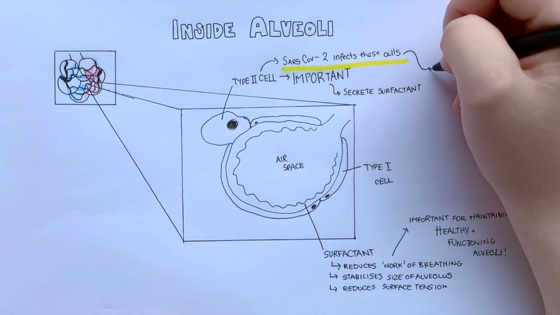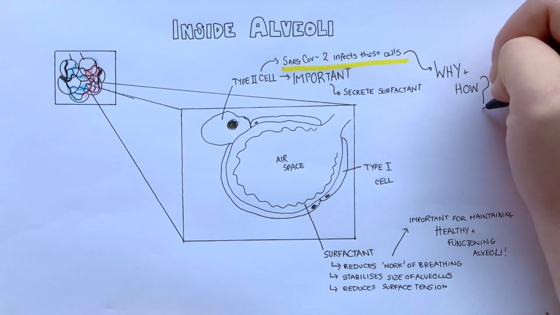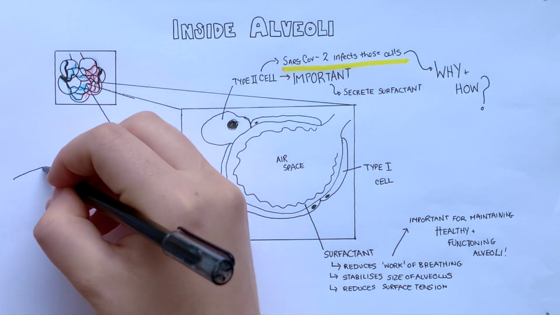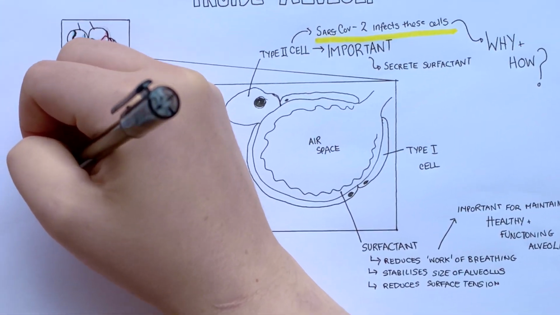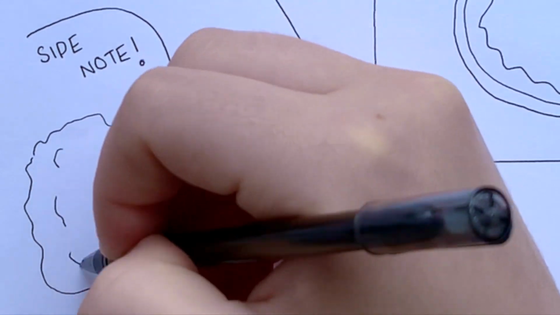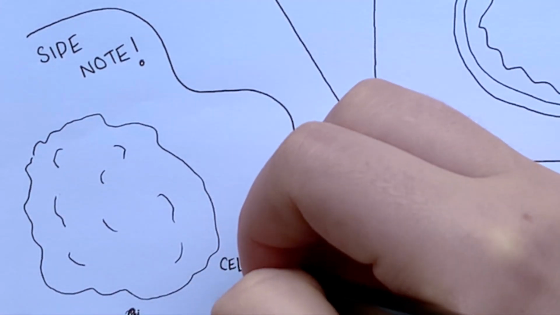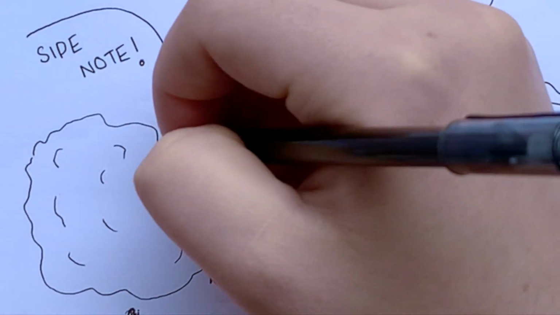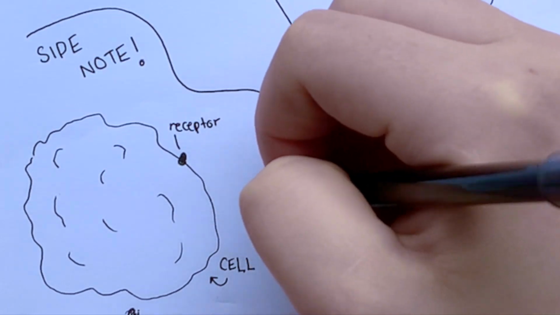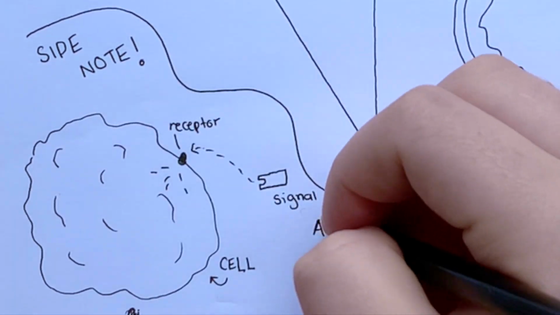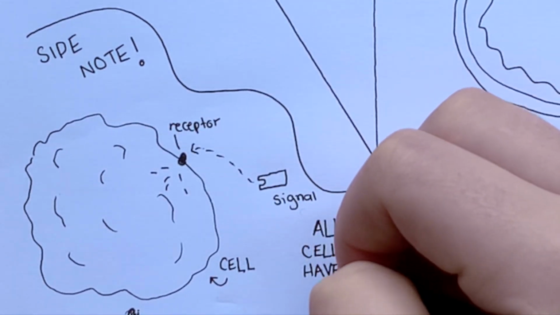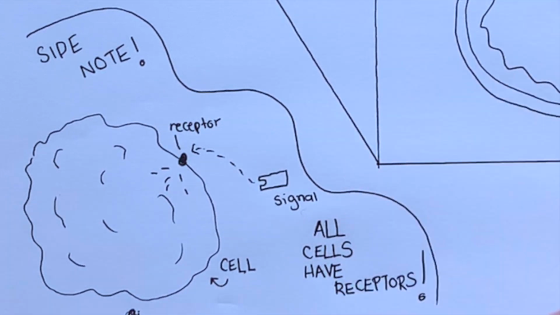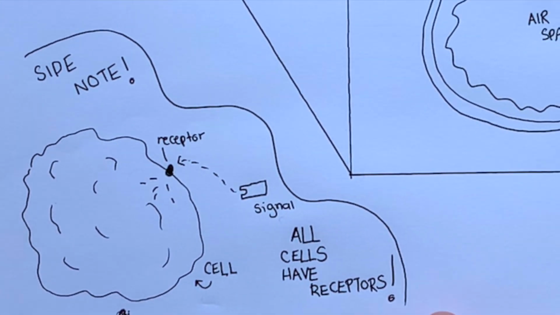So how does it do this? If we just take a side note a second and look at a generalised cell. All cells have something called receptors on them, which are small proteins that recognise a signal, and then they induce a response in the cell. So your signal could be insulin, and the insulin receptor would induce uptake of glucose by the cell.